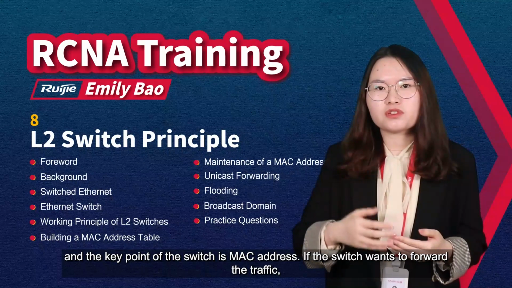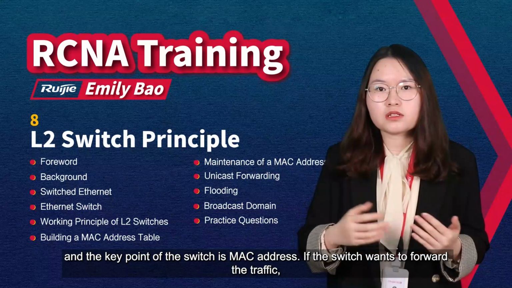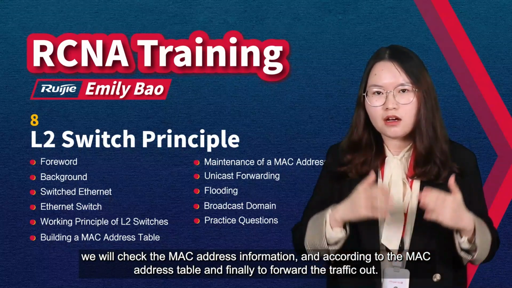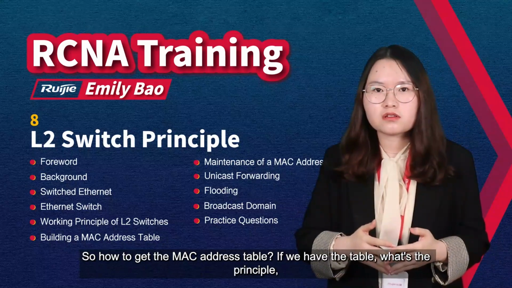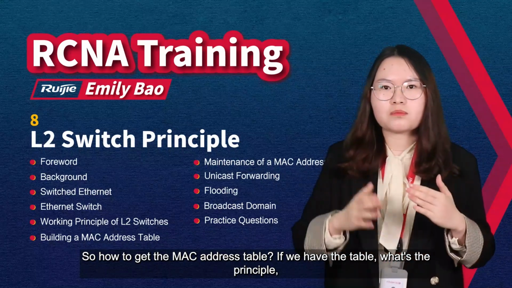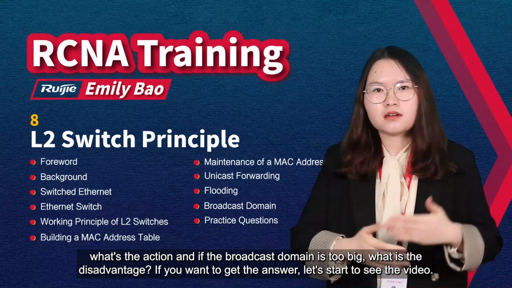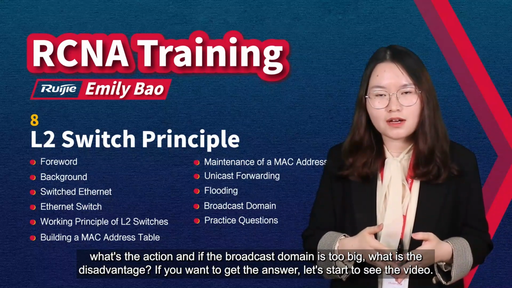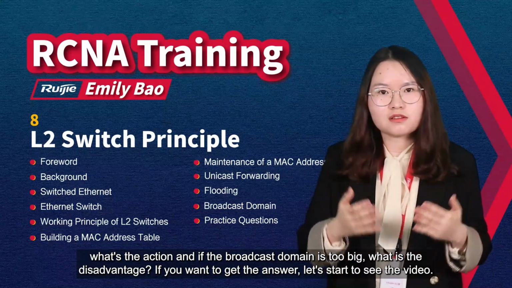The key point of the switch is the MAC address. If the switch wants to forward traffic, it will check the MAC address information, and according to the MAC address table, finally forward the traffic out. So how to get the MAC address table? If we have the table, what's the principle? What's the action? And if the broadcast domain is too big, what is the disadvantage? If you want to get the answer, let's start to see the video.